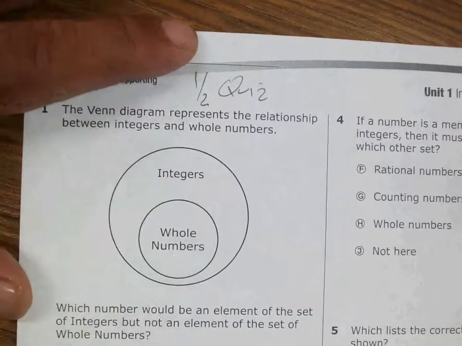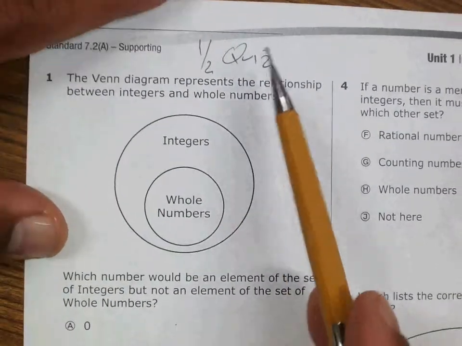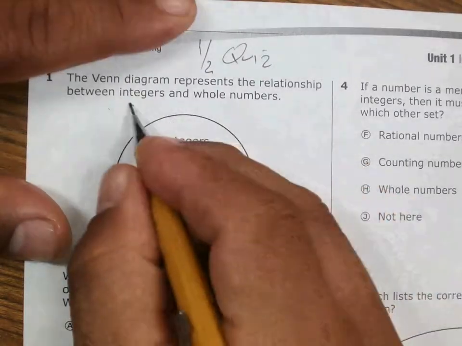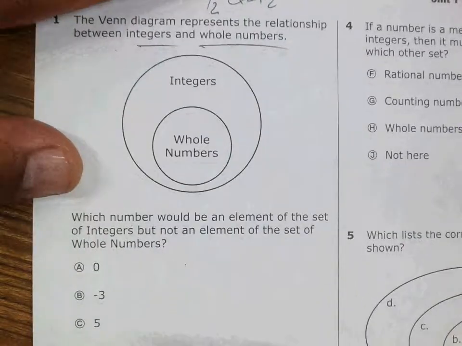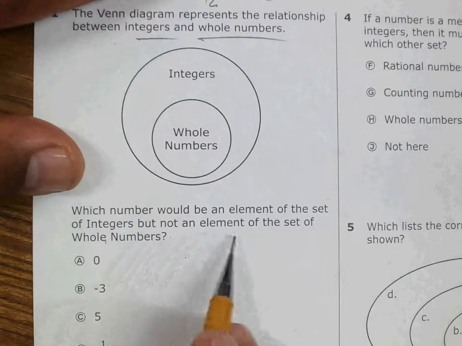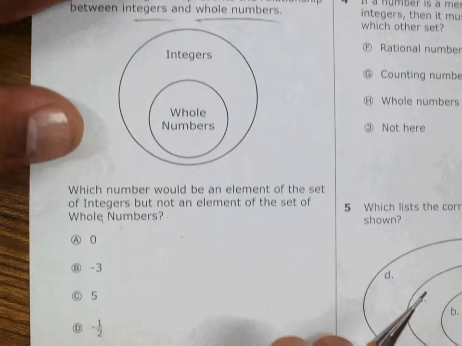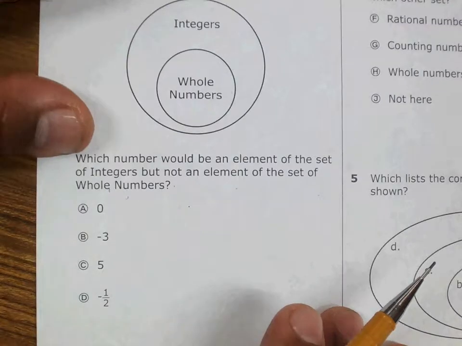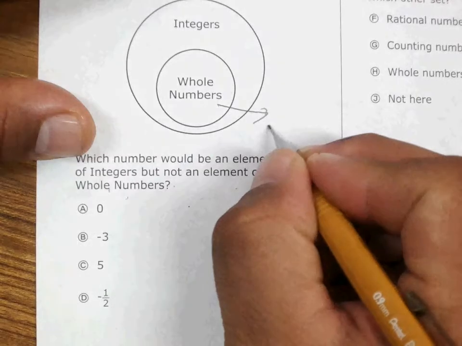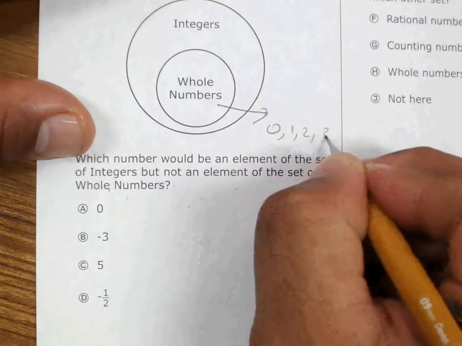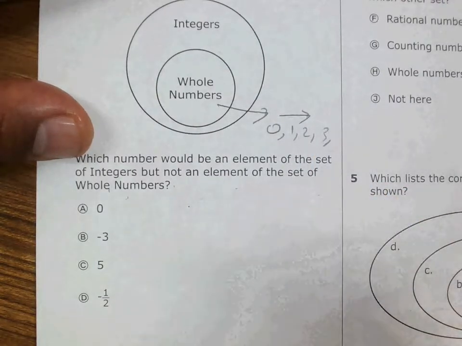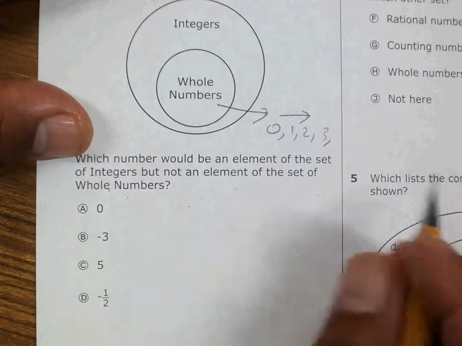It says that the Venn diagram represents the relationship between integers and whole numbers. So we're looking at just the integers and the whole numbers. That's it. It says which number would be an element of the set of integers but not an element of the set of whole numbers. So if I look at my numbers given, I know the whole numbers are from 0 and then all the positives. So 0 and then this way, 0 to infinity, right? 1, 2, 3, 4, 5. Those are the whole numbers.